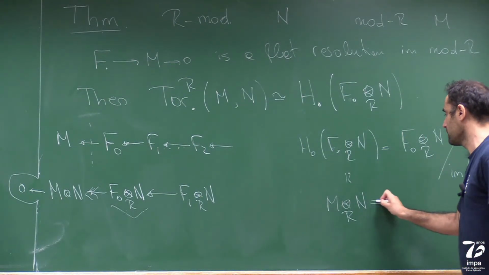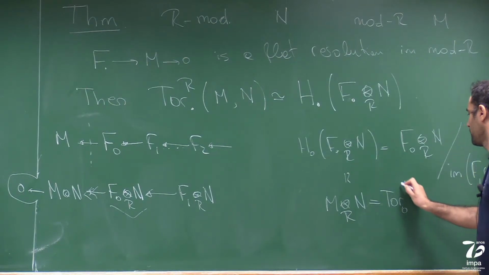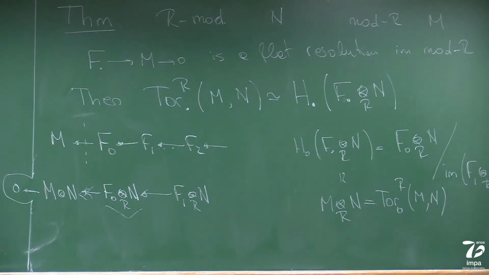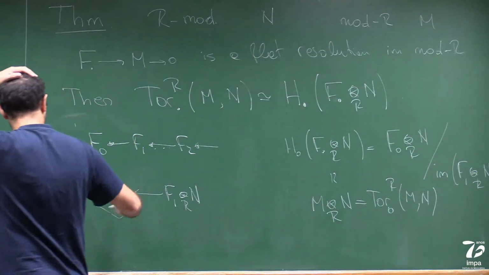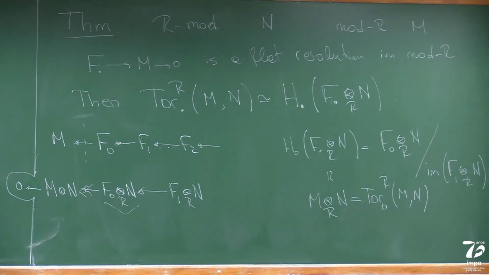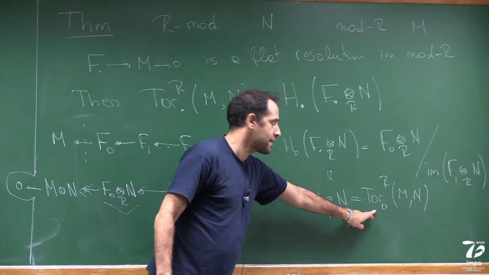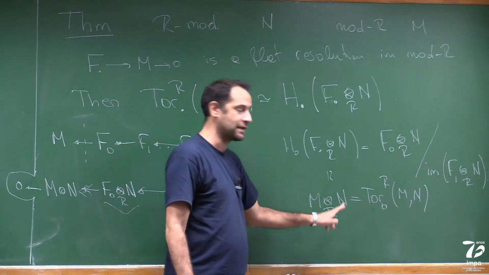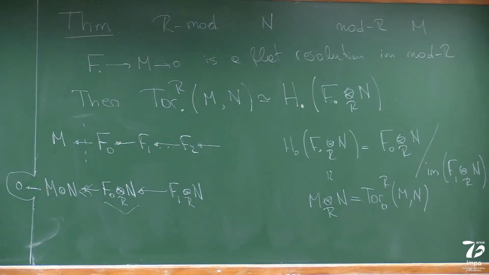And M tensor with N, we know, is Tor 0 over R of M and N. Either by the same argument, if I had used a projective resolution instead of a flat one, or just the fact that these were defined as the left-derived functors of a right exact functor, the tensor product, and the zeroth derived functor is equal to the functor. So that theorem is true in degree 0. I guess I can just start from here now.